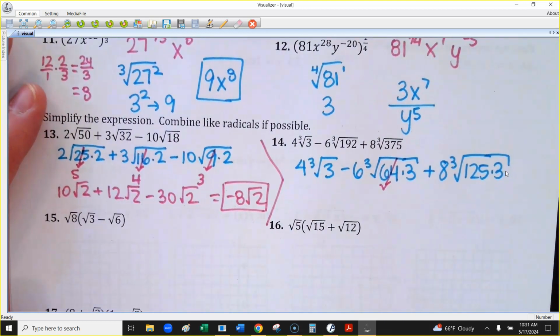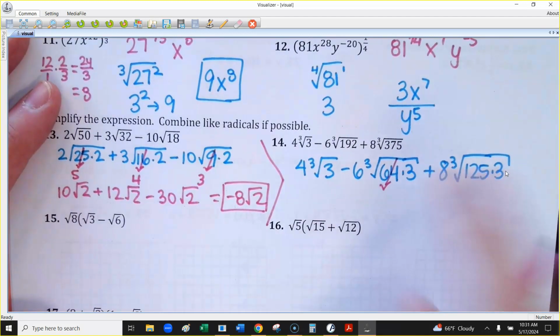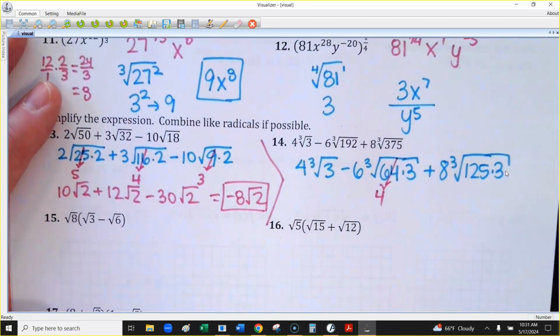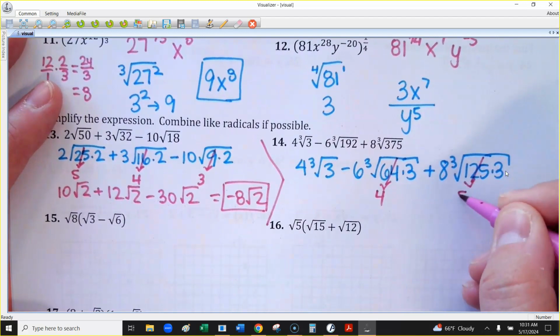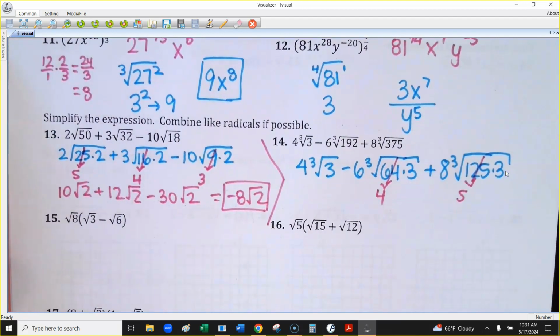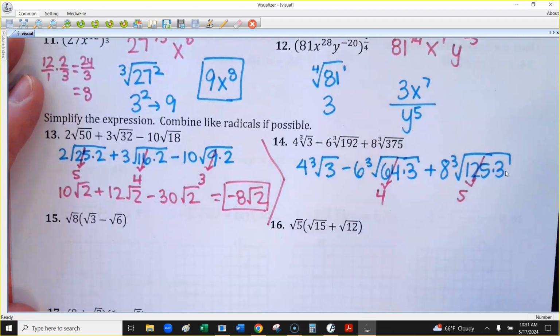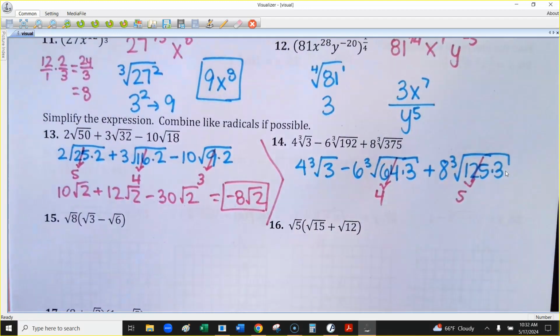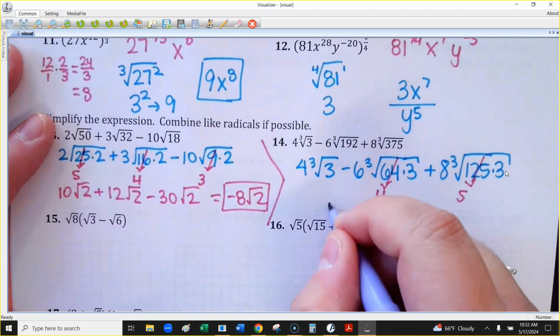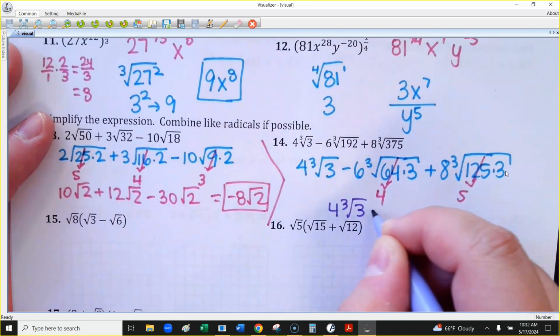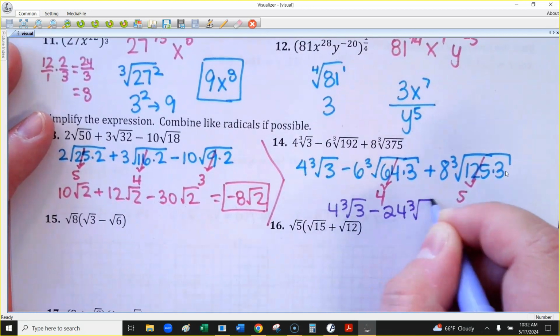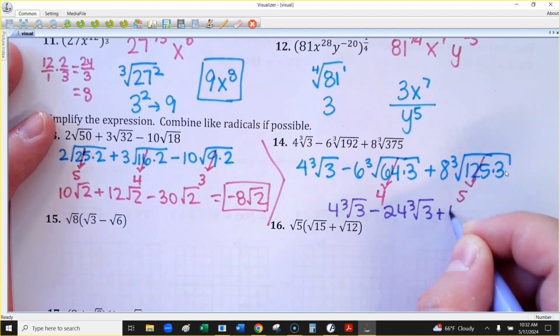This guy, now we're doing a cube root, so be real careful. Some of the numbers like 64 and 81, they're on multiple lists. If I'm working with a cube root here, I'm pulling out a 4. And 125, if I'm working with a cube root, I'm pulling out a 5. So after I take those guys out, sorry, I should have given us a little more space here. You got 4 cube roots of 3 minus 24 cube roots of 3, and then plus 40 cube roots of 3.